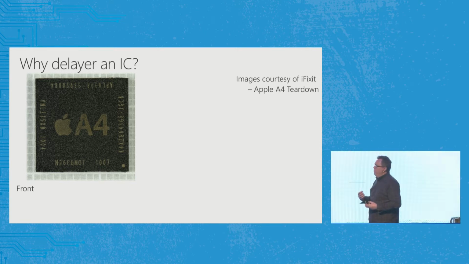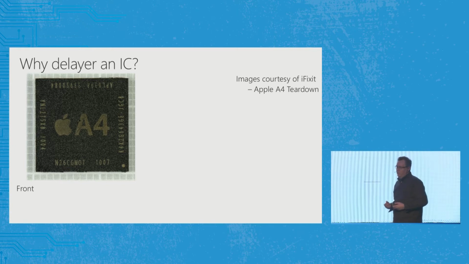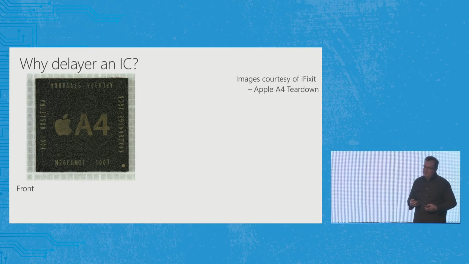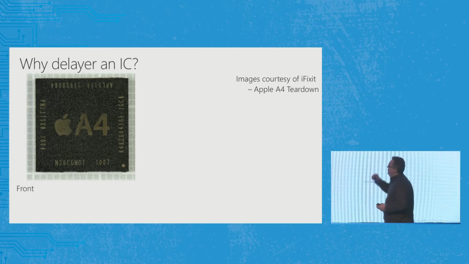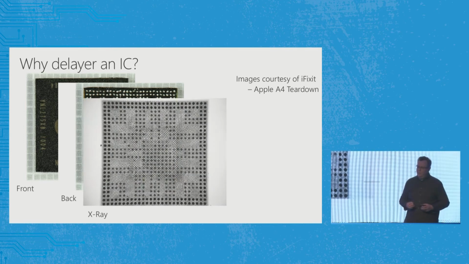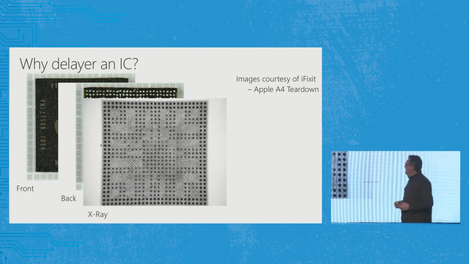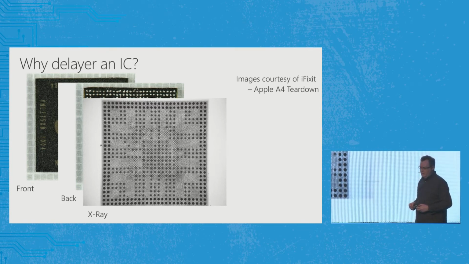But when I talk about delayering, what am I trying to do? Why do I want to delayer an integrated circuit? If I was to take a normal look at a chip, for example here we have Apple's A4 microprocessor, from the front, from the back, not an awful lot of help there. It's not going to provide me insights into what's going on. If I take an X-ray, I'll probably not get an awful lot of value out of that X-ray, right?